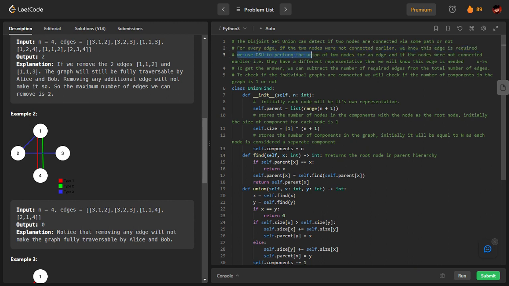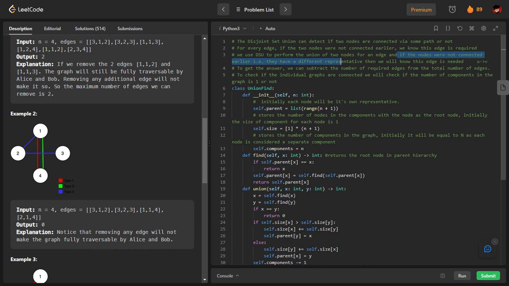We use DSU to perform the union of two nodes. Whenever an edge comes between U and V, we check if U and V are in the same union or not. If the nodes were not connected earlier, then, see, every union will have a representative. Just imagine, for example, there's a group. Let us say 1, 2, and 3 form a group. There will be a representative for the group. Let us say node 1 is the representative for the group which contains 1, 2, and 3.